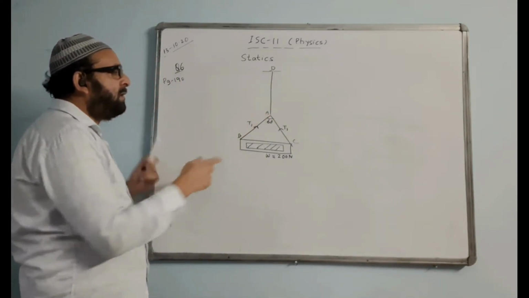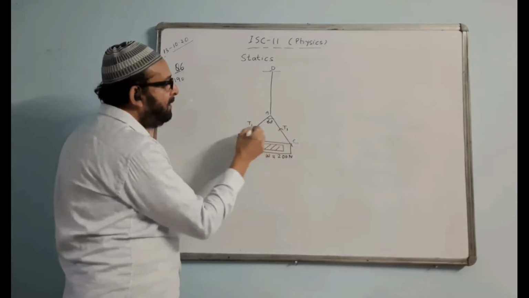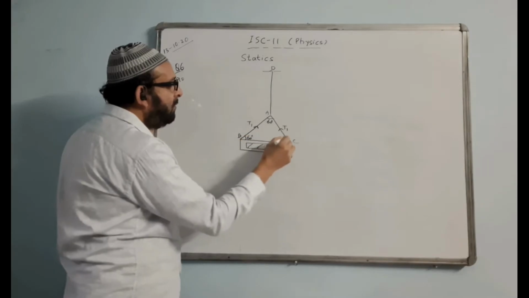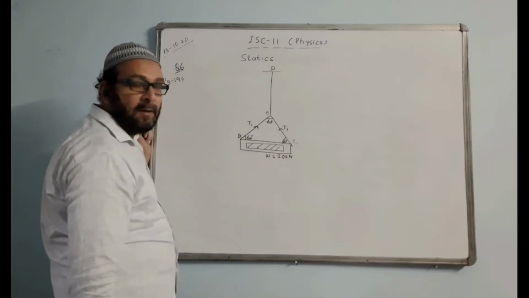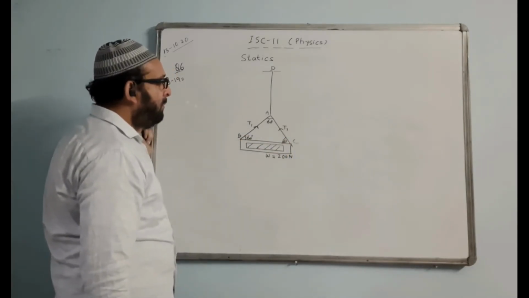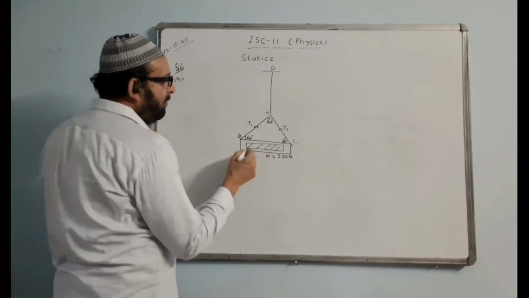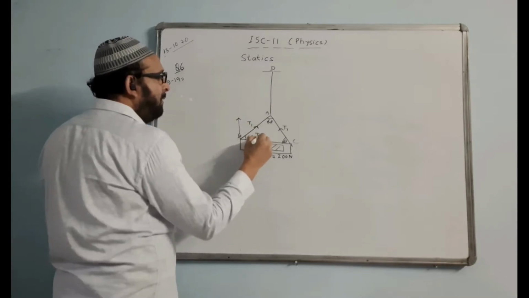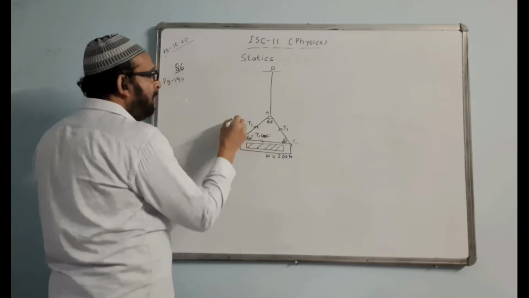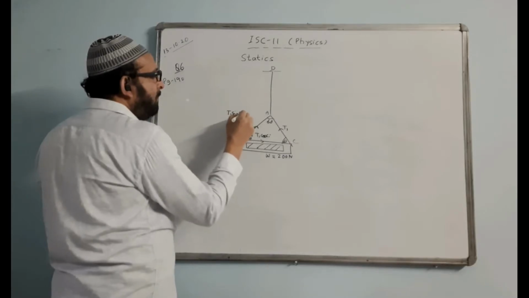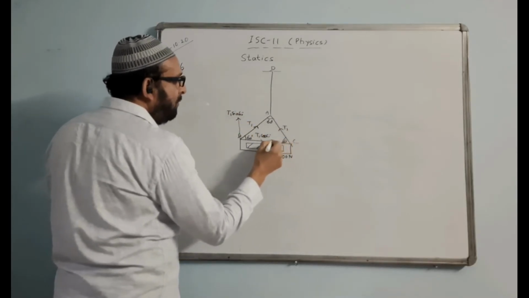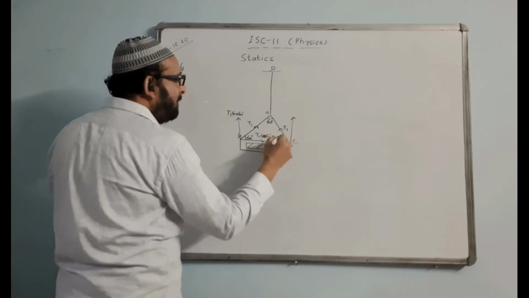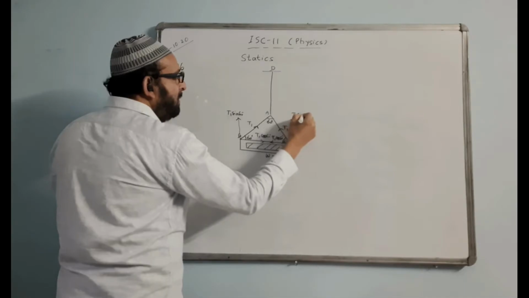So how to do this? These two ropes are identical and symmetrical. The lengths are equal. This is 60 degrees, then this angle will definitely be 60, and here also the angle will be 60 degrees. Then we'll see this T1 will break into two components: T1 cos 60 and T1 sin 60. This also will break into two components, T1 cos 60 and T1 sin 60.